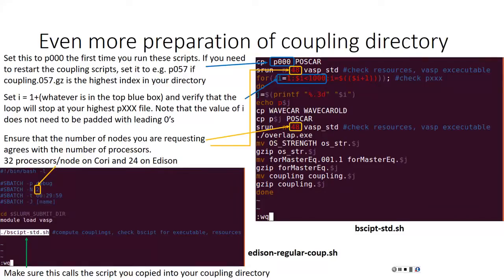So right here, you just need to tell it what the first pXXX file is that you're going to manipulate, or run VASP on, I guess. And then up in here, you just need to make sure that you have the appropriate looping conditions. So if this is 0, just set this to 1. If this is like 57, set this to 58. And then just make sure that it will actually end at the appropriate time, depending on how many pXXX files you have. And in this little line right here, just make sure that this is actually the file that you copied and you're modifying right here, otherwise this isn't going to work.